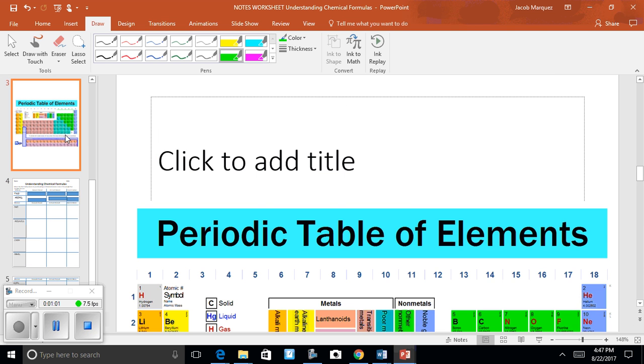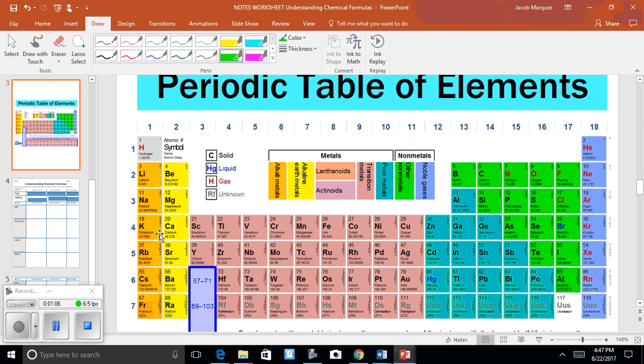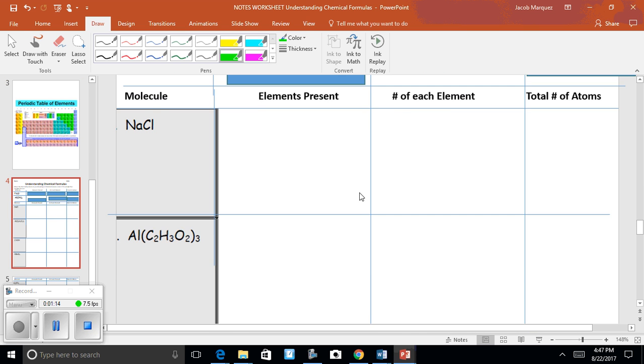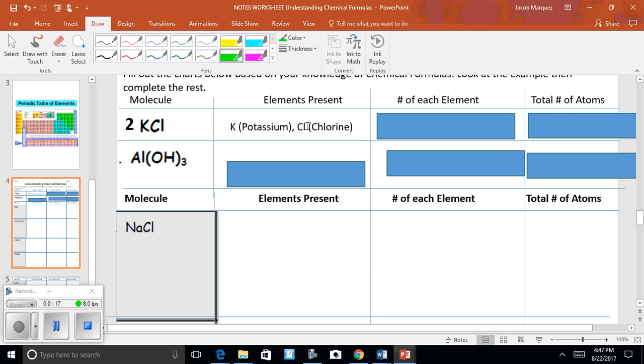Well, which elements are they? We go to our periodic table. We look around. I see the K. Oh, okay. K is potassium, and then the Cl. Where is the Cl? Oh, here it is. So Cl is chlorine. So we have potassium, K, and chlorine, Cl.